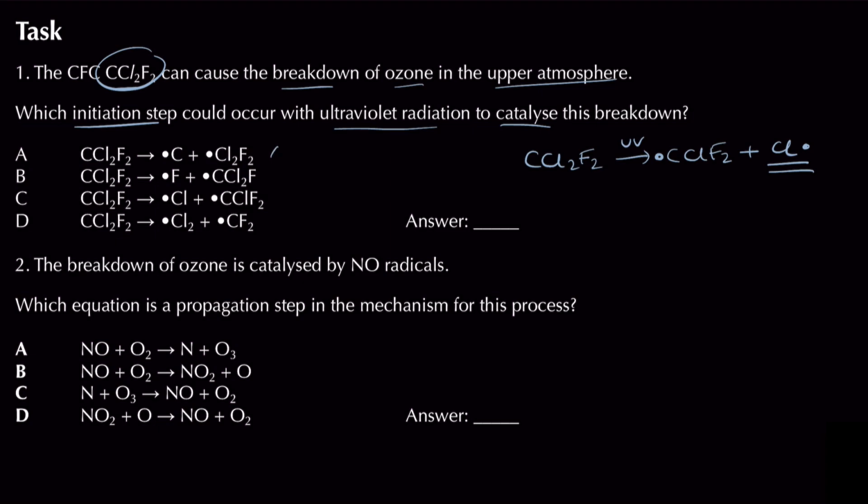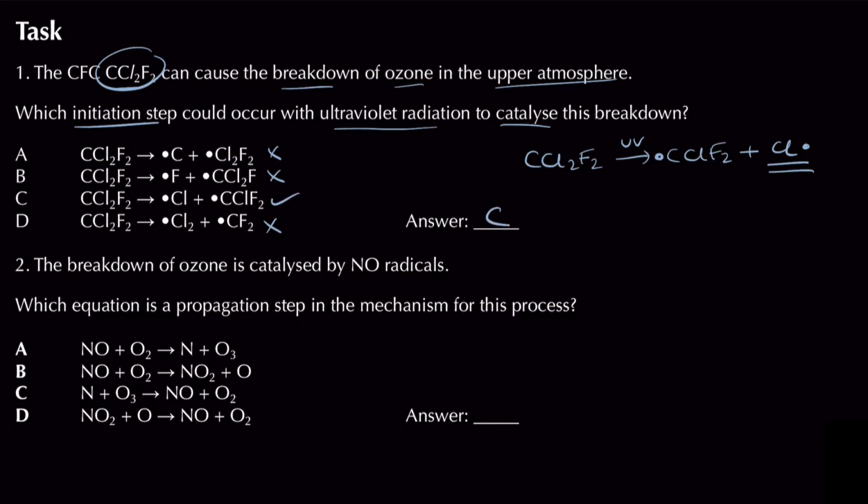Now I need to look for the equation that matches this one, or that actually produces a chlorine radical, to narrow it down. Can't be A because that produces a carbon radical, that's a bit weird. Can't be B because that produces a fluorine radical. Can't be D, that produces a chlorine molecule as a radical, which is quite strange. The only equation that matches exactly is going to be C. So we know the correct answer is going to be C.